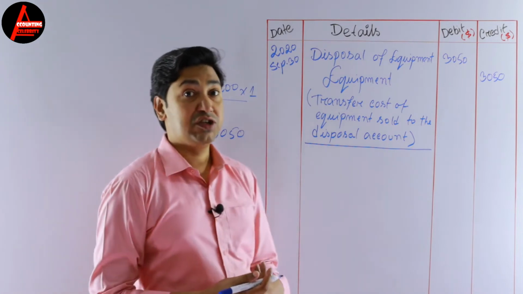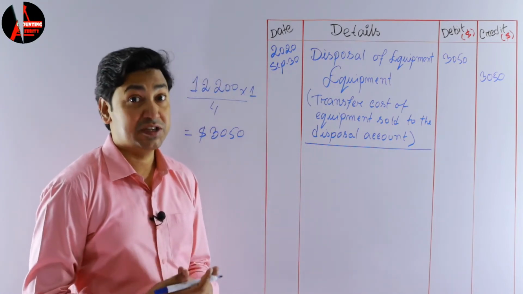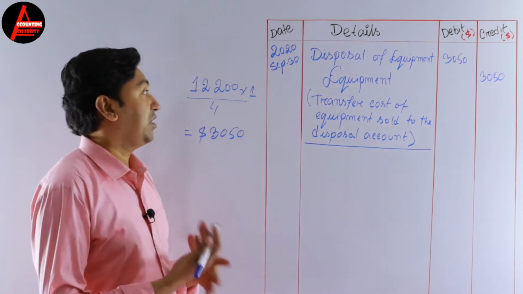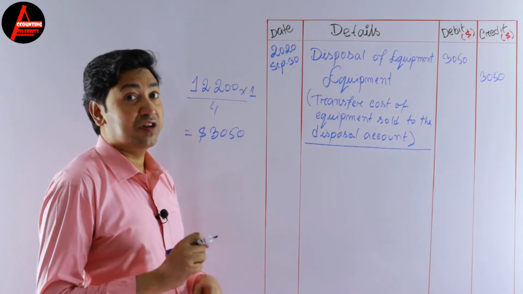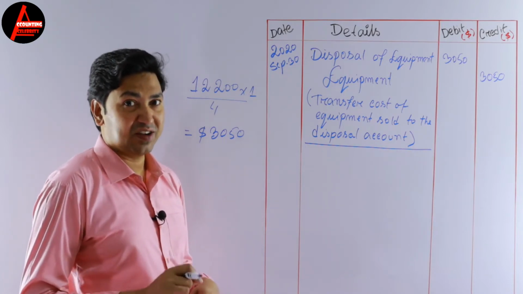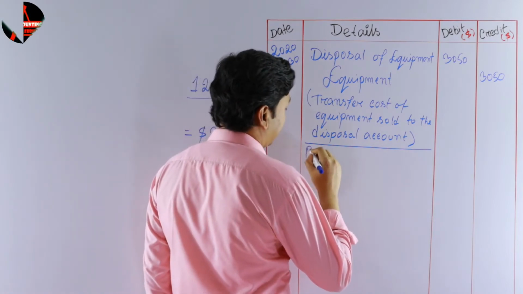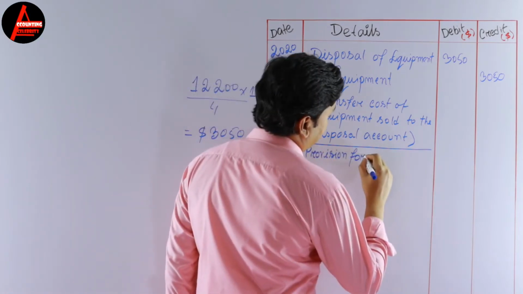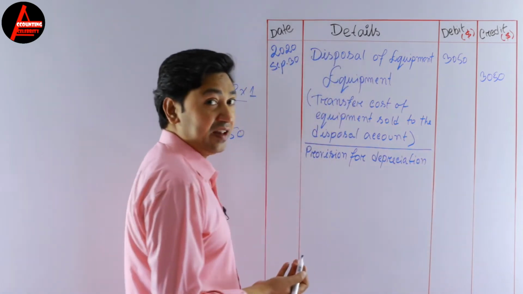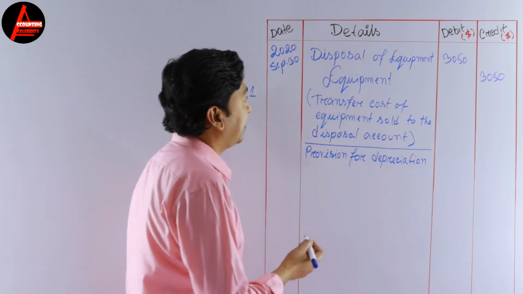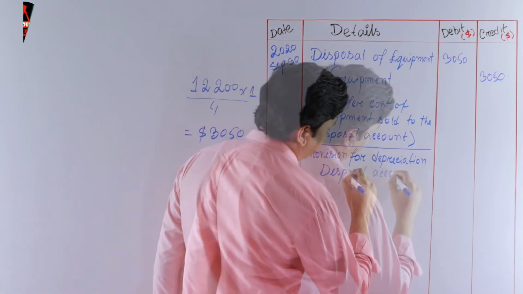Very good. Then what to do? Next one is what? To remove the accumulated depreciation of the balance sheet. Yeah, okay, so here we will debit the provision for depreciation account and we will credit the disposal account. Okay, so let us write here provision for depreciation account. Provision for depreciation account to be debited and the disposal account is to be credited. So let us write here disposal account.